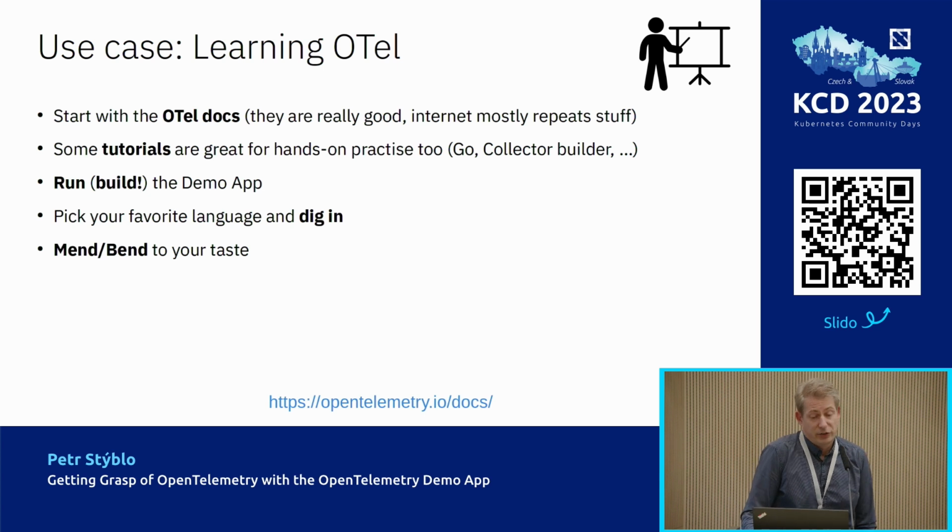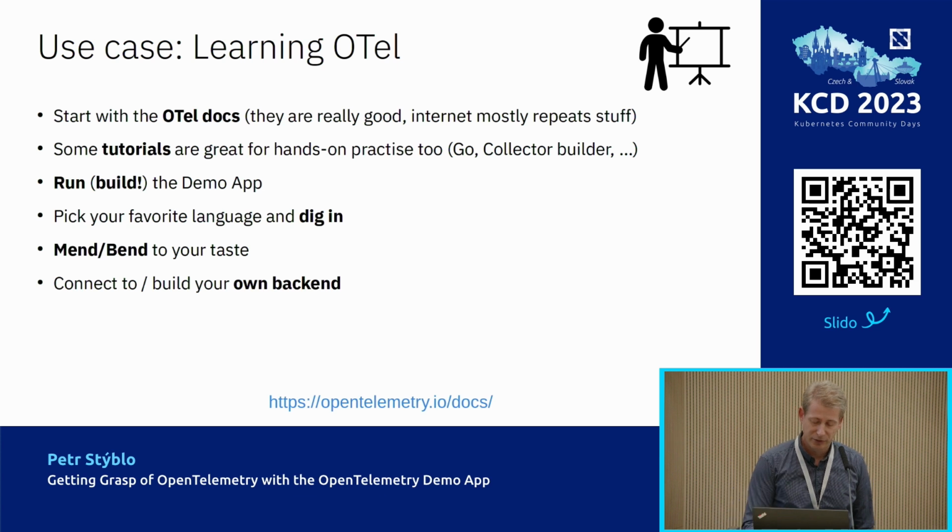Then the next step would be just, I call it mend and bend. So fix whatever doesn't work for you. Try to see how things work, and maybe fix it for you, or tweak it the way you like. Like adding attributes, adding items in the shop, or adding services, whatever. Finally, and this was my case, connect your own backend.